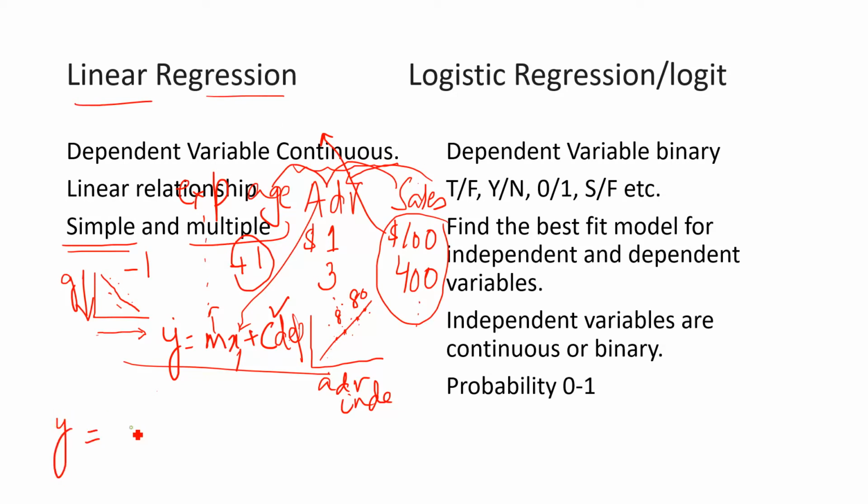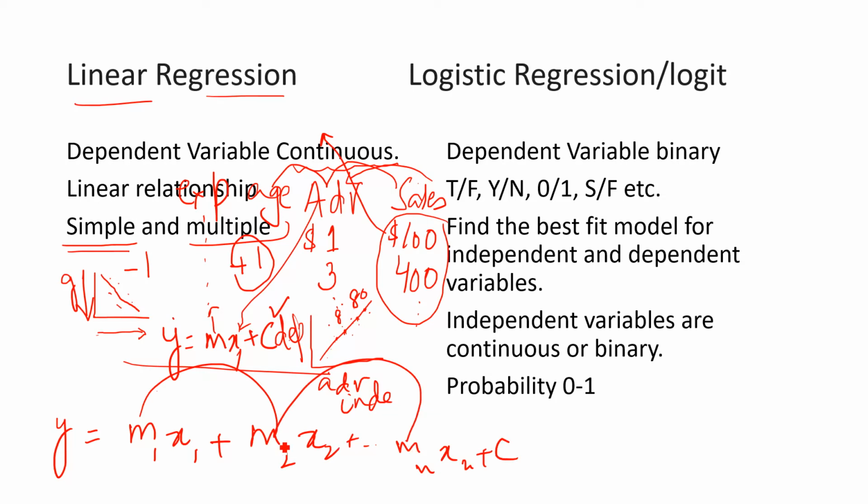For multiple regression, we can write y = m1x1 + m2x2 and so on up to mnxn + c. So m1, m2 and mn are the coefficients of regression, these are the independent variables, this is the constant, and this is the dependent variable. Again, we have discussed this linear regression very well using Python coding as well.